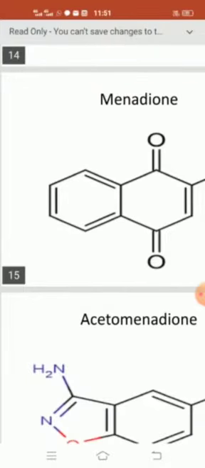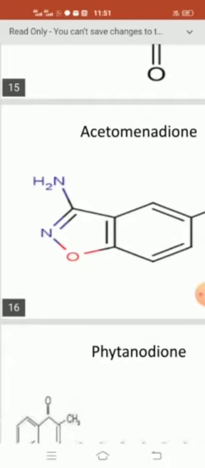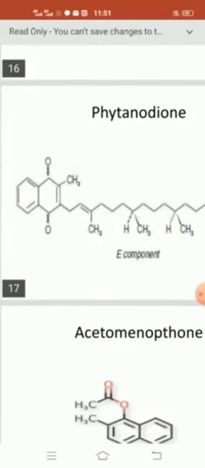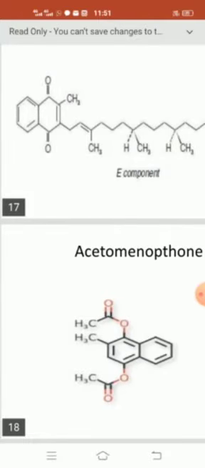So here we have the structures of the various vitamin K compounds, that is menadione, acetomenadione, phytonadione, and acetomenaphthone. Okay, so these are the structures.